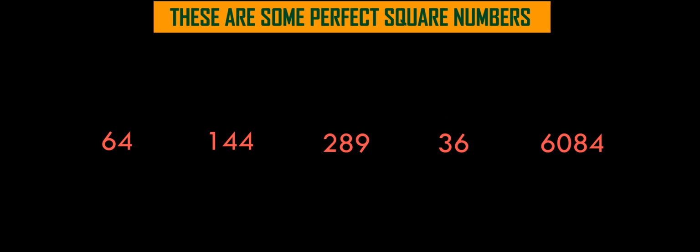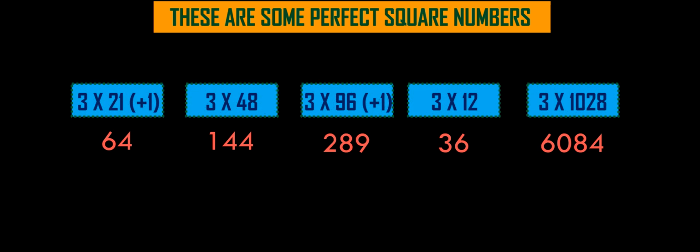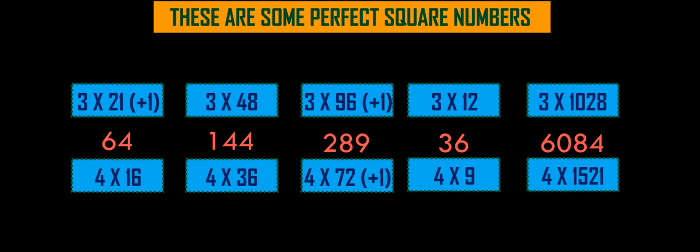Another property is that all perfect square numbers except 0 and 1 are either a multiple of 3 or exceed the multiple of 3 by 1. It is also either a multiple of 4 or exceeds the multiple of 4 by 1.